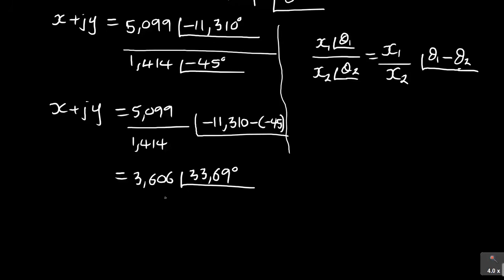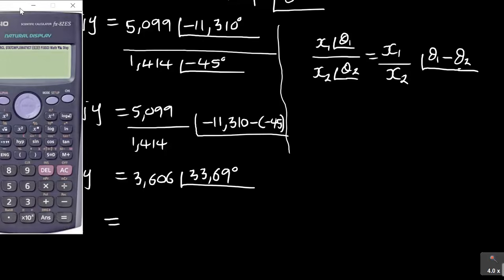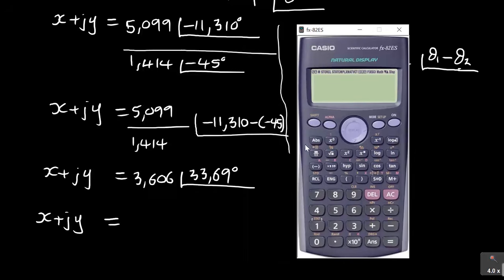So when I have done this, this is x plus jy. This does not make sense because I've got the rectangular form mixed with, in this case, polar form. So I must convert this back into rectangular form. So I've got x plus jy is equal to, so you take again the calculator to convert from polar to rectangular, which is shift. You've got now REC, which is rectangular. You've got these numbers 3,606, and then shift comma, and then you've got 33,69.